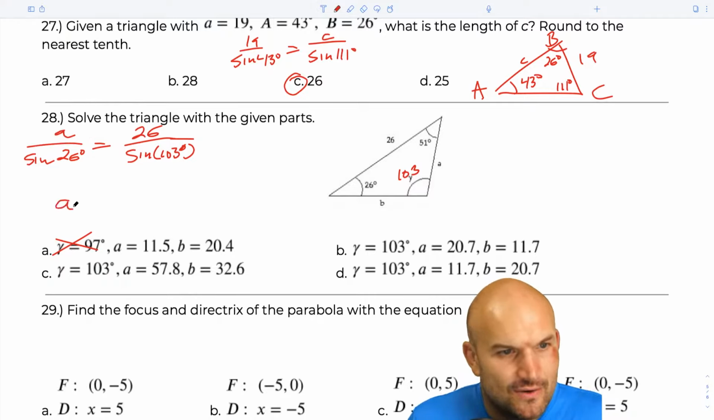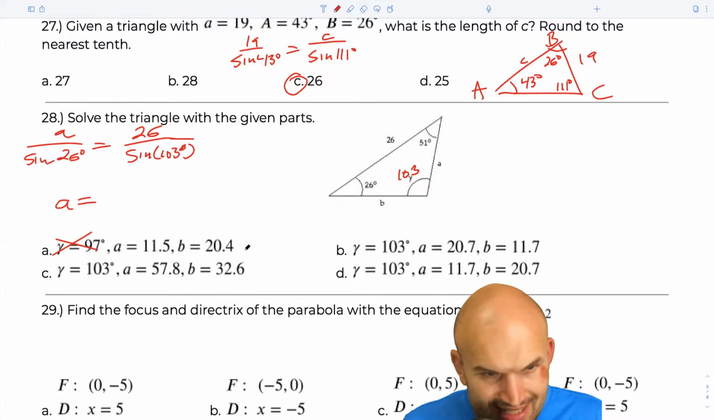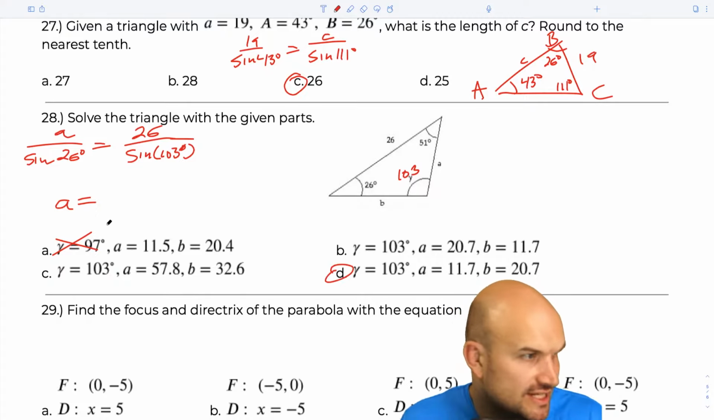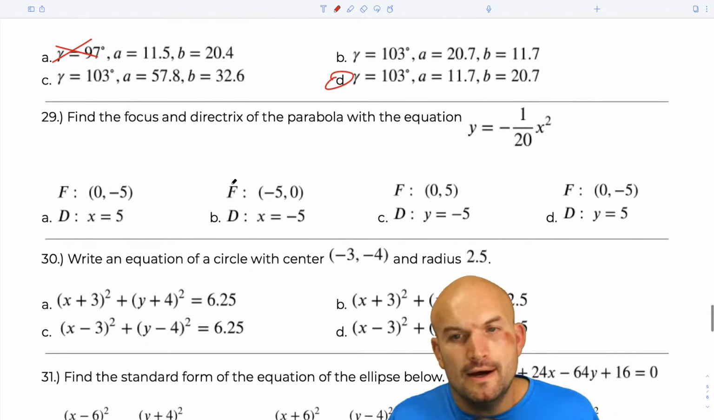Okay, so A is equal to, again, you're just going to multiply. So therefore, multiply by the sine of 26 on both sides. So we'll have 26 times the sine of 26 divided by the sine of 103, and I get 11.69, which would be 11.7, which would be my answer D. Let's just verify I am getting these same answers, which I did. Okay, cool. All right, number 29.